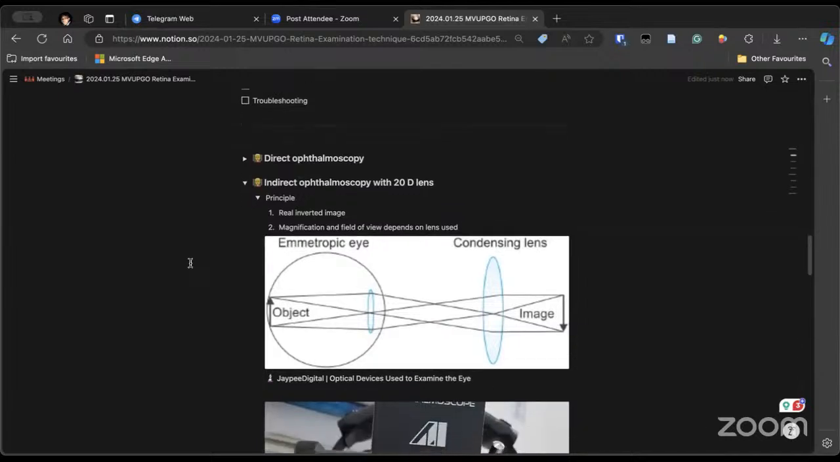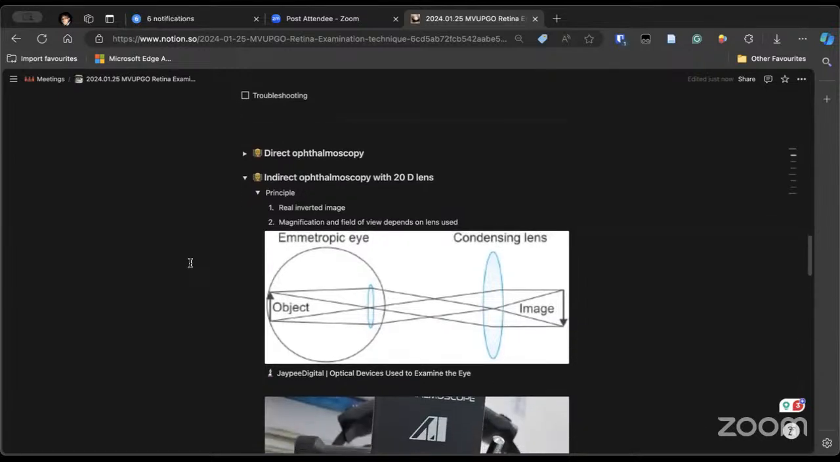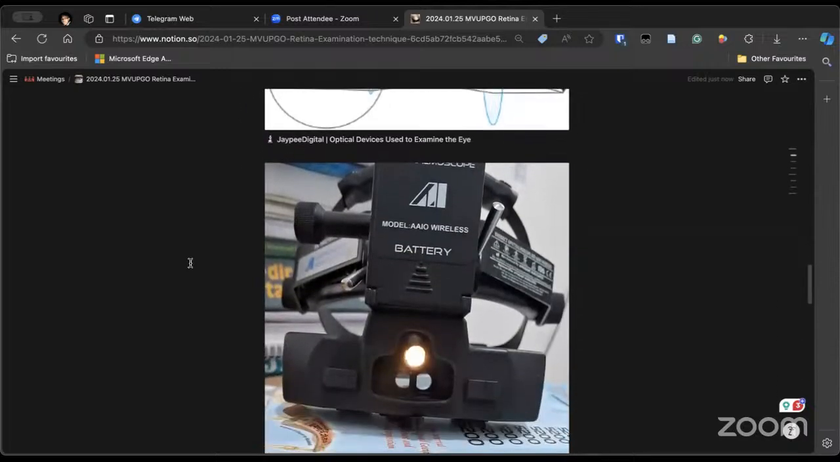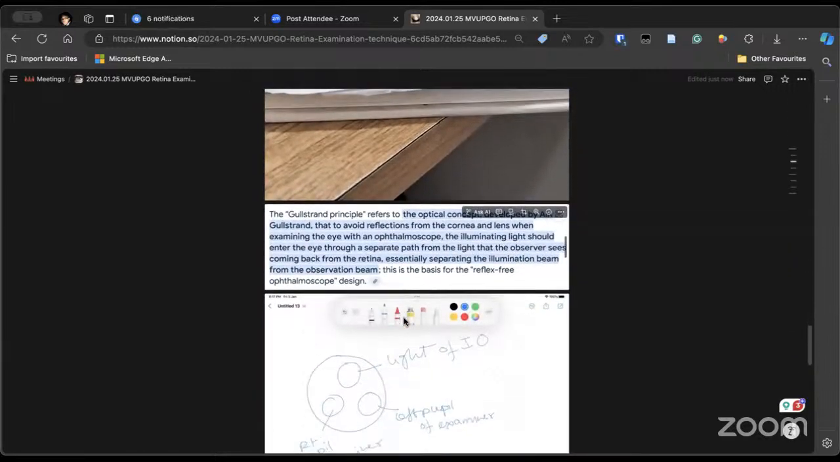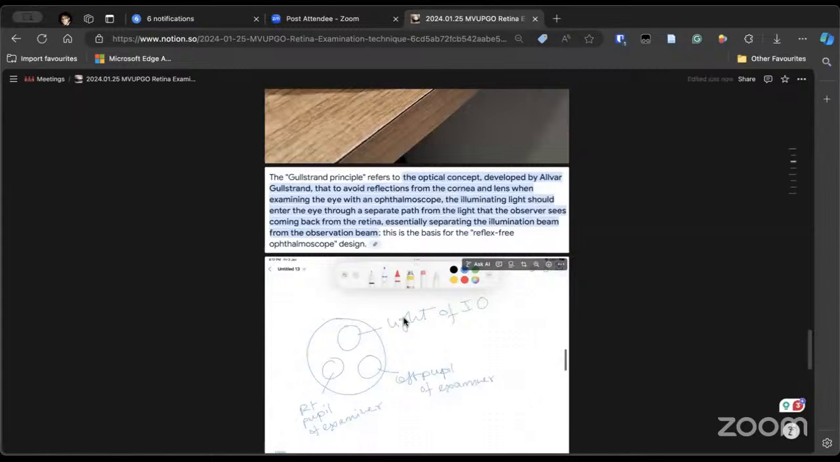The magnification will depend on the lens used. Usually we find it by dividing 60. If it is 20 diopter, then you divide 60 by 20, it will be 3 times. This is something which you need to understand. The upper part is light, and these two round areas represent your pupil. There is something called the Coulston principle, which helps us to avoid the worrisome reflexes from the cornea.